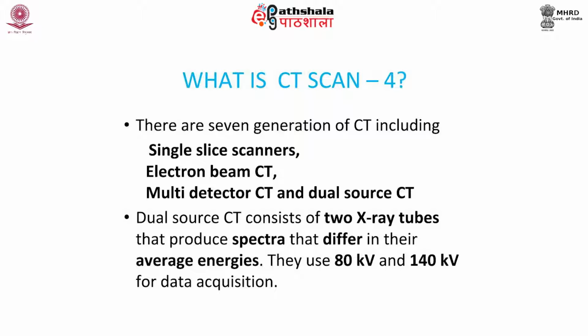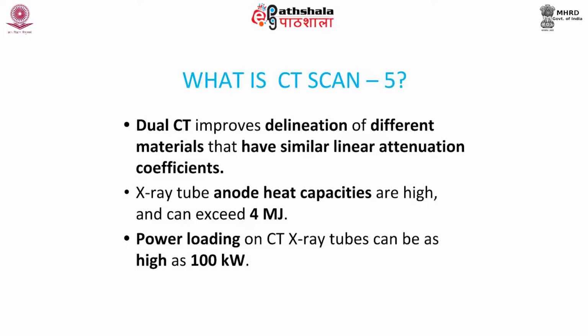Dual source CT consists of 2 X-ray tubes that produce spectra that differ in their average energies. They use 80 kV and 140 kV for data acquisition. Dual CT improves delineation of different materials that have similar linear attenuation coefficients. X-ray tube anode heat capacities are very high and can exceed 4 million joules. Power loading on CT X-ray tubes can be as high as 100 kilowatts.